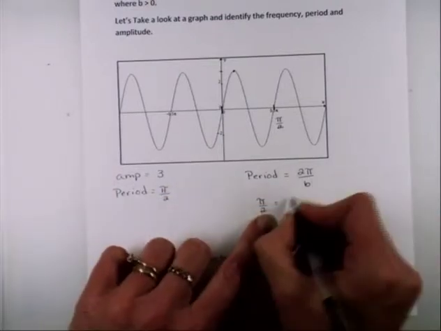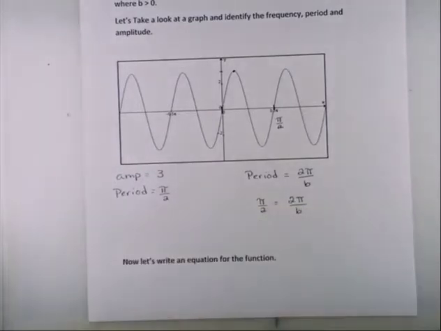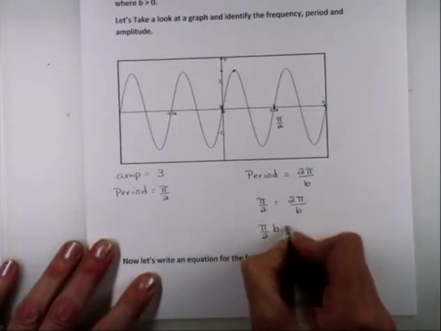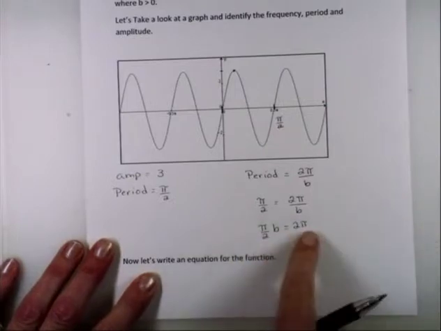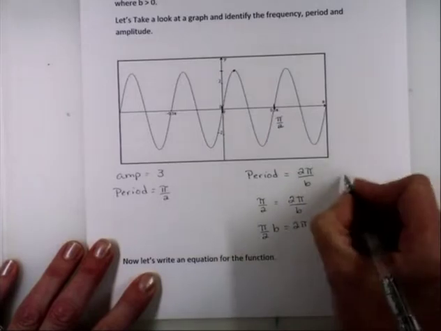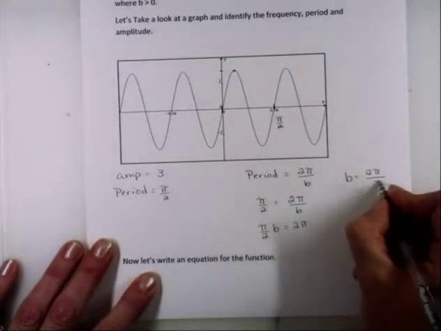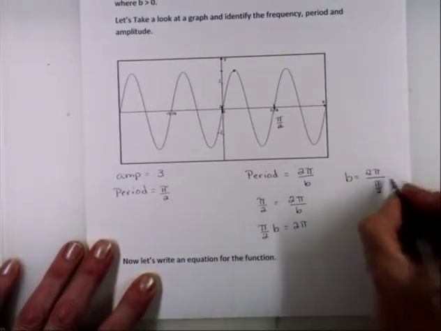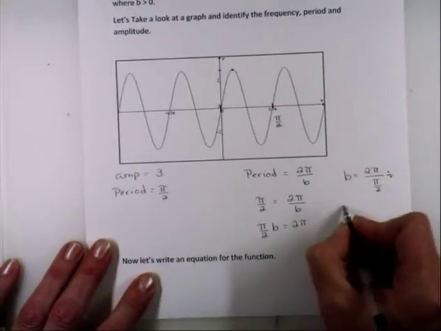To get the frequency, I know that period is equal to 2 pi over b. I simply have to solve this equation for b. So multiply both sides by b: pi over 2 times b equals 2 pi. Then I need to divide both sides by pi over 2. So b is 2 pi divided by pi over 2, which looks like a nasty mess. But remember, I'm just simply dividing. When you divide by a fraction, you may flip and multiply.